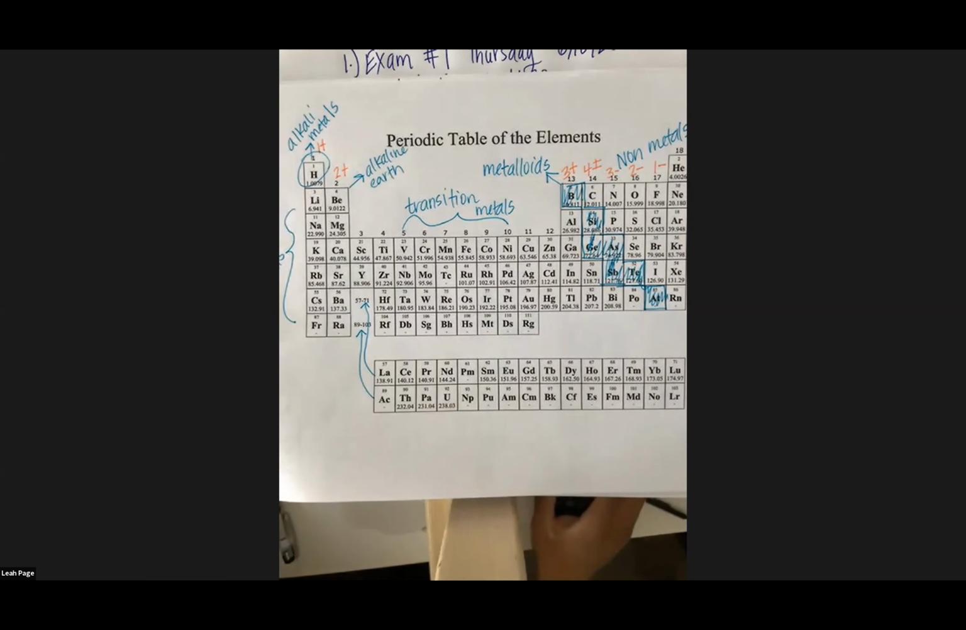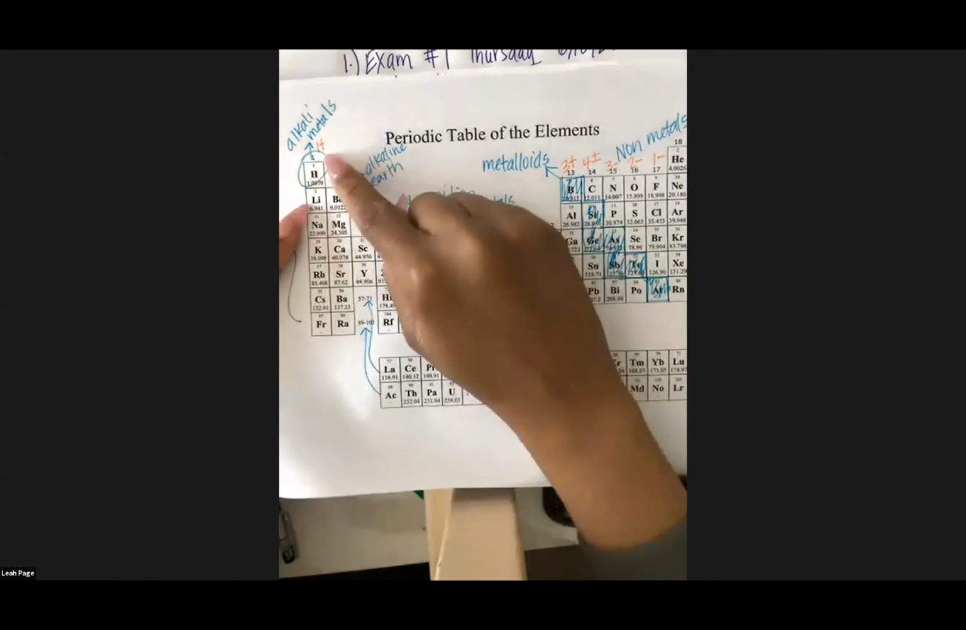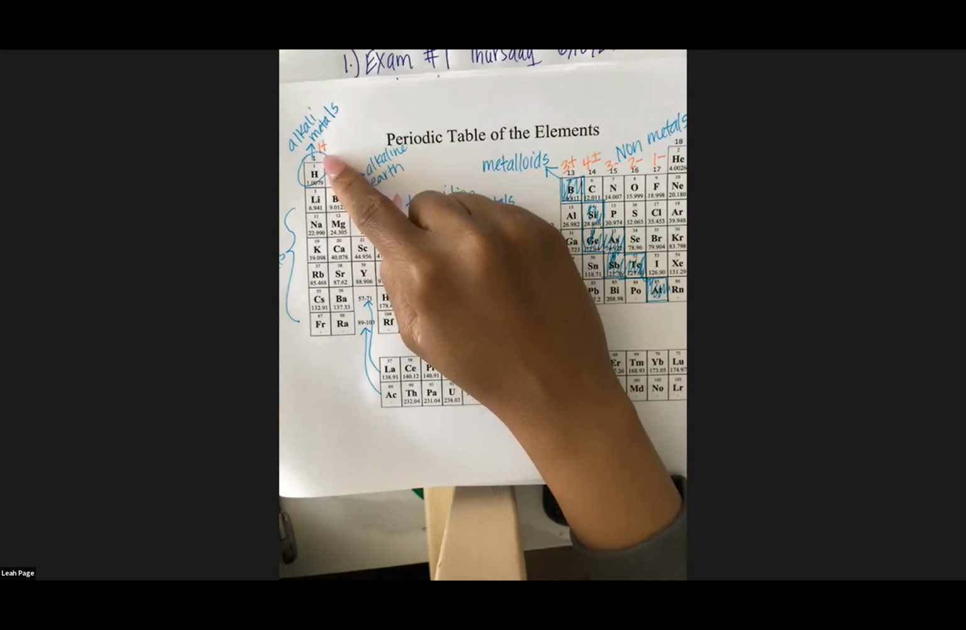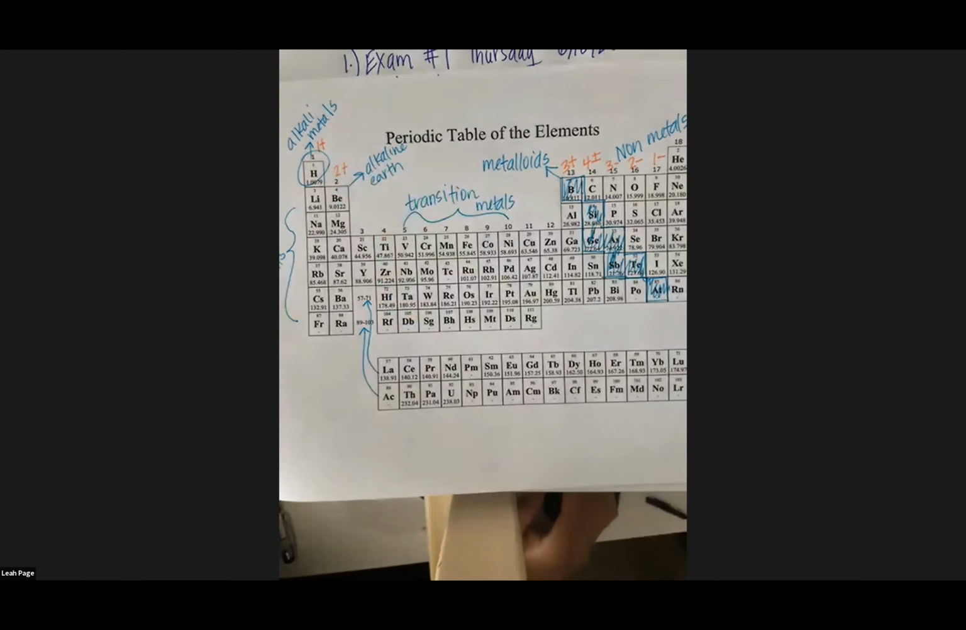Then we talked about the group names. The first column, we called them the alkali metals. And we said that they were highly reactive metals. When they go through chemical reactions or chemical changes, they end up giving away one electron, and that's how they're left with a 1+ positive. When they give away that one electron, they turn into an ion and they're no longer atoms.